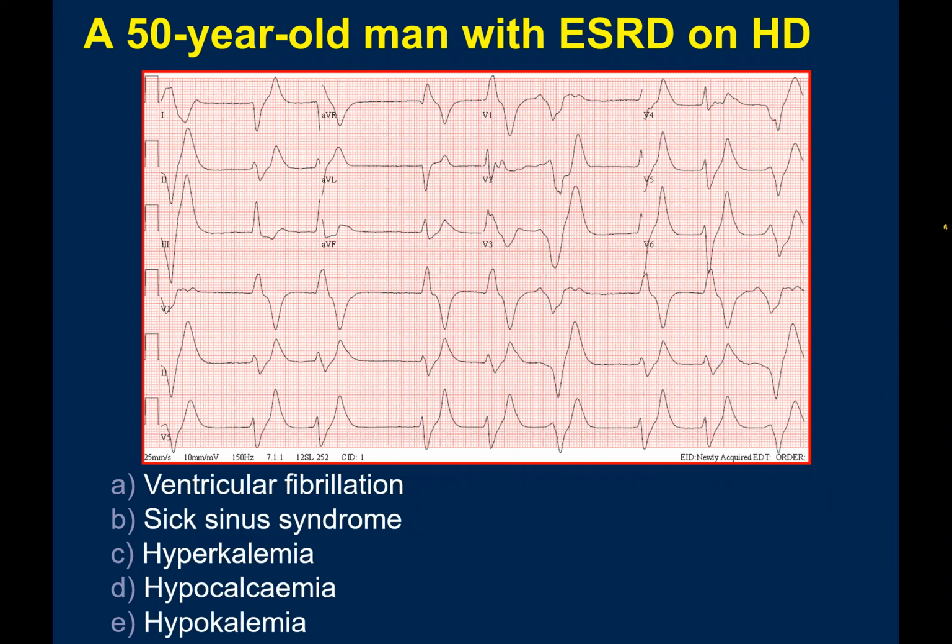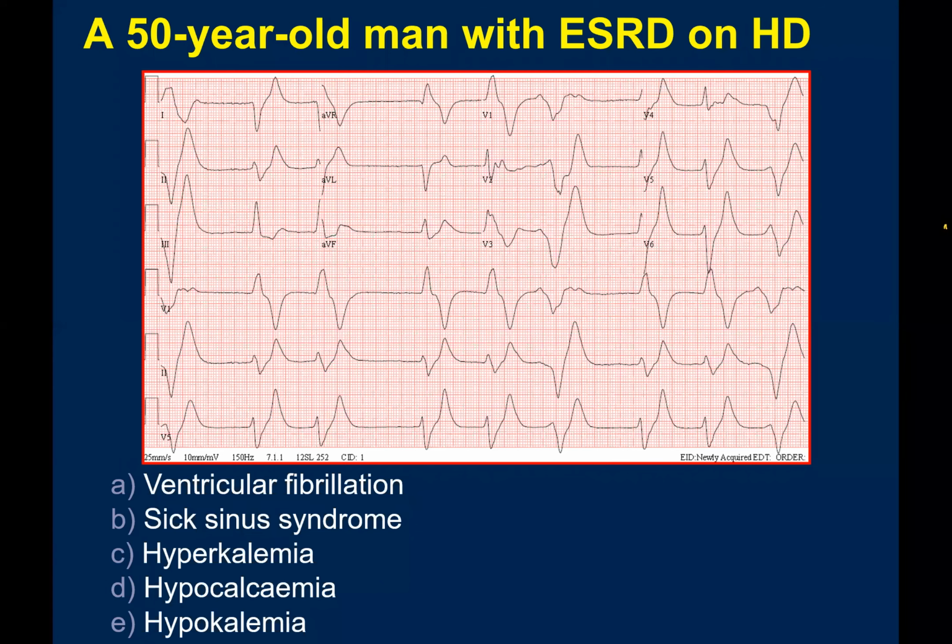What do you think of the ECG? I think he has atrial fibrillation with a hyperacute T wave. Could be because of hyperkalemia. So you think hyperkalemia is the main differential. Why do you think of hyperkalemia? Because he has end-stage renal disease, and they are prone to it.